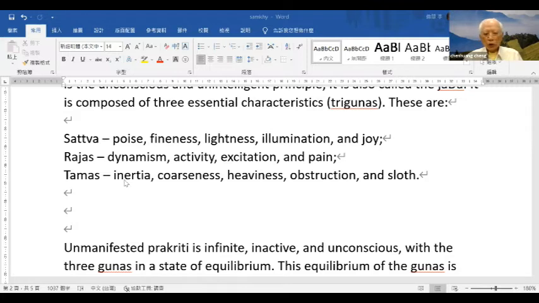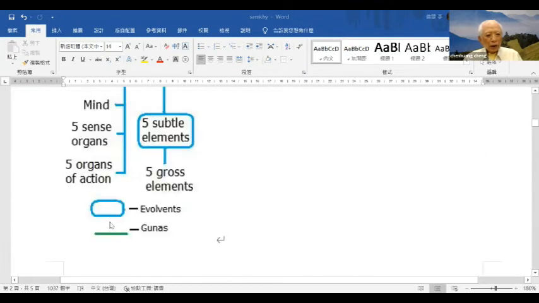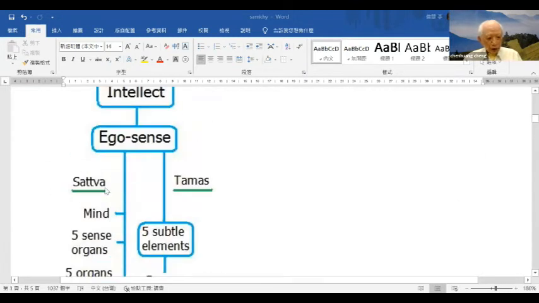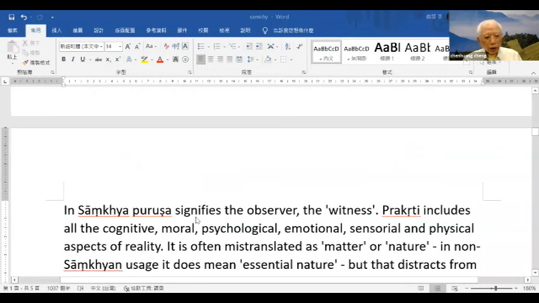And the tamas means inertia. Inertia means no action. It is stillness. Tamas means coarseness, inertia, heaviness, obstruction, and slowness. Slowness means sluggishness. It has no potential to move or to act. Therefore, we have the rajas and the tamas to evolve from sattva, evolve to 5 sense organs and the 5 organs of action, and from tamas, evolve to 5 subtle elements and the 5 gross elements.